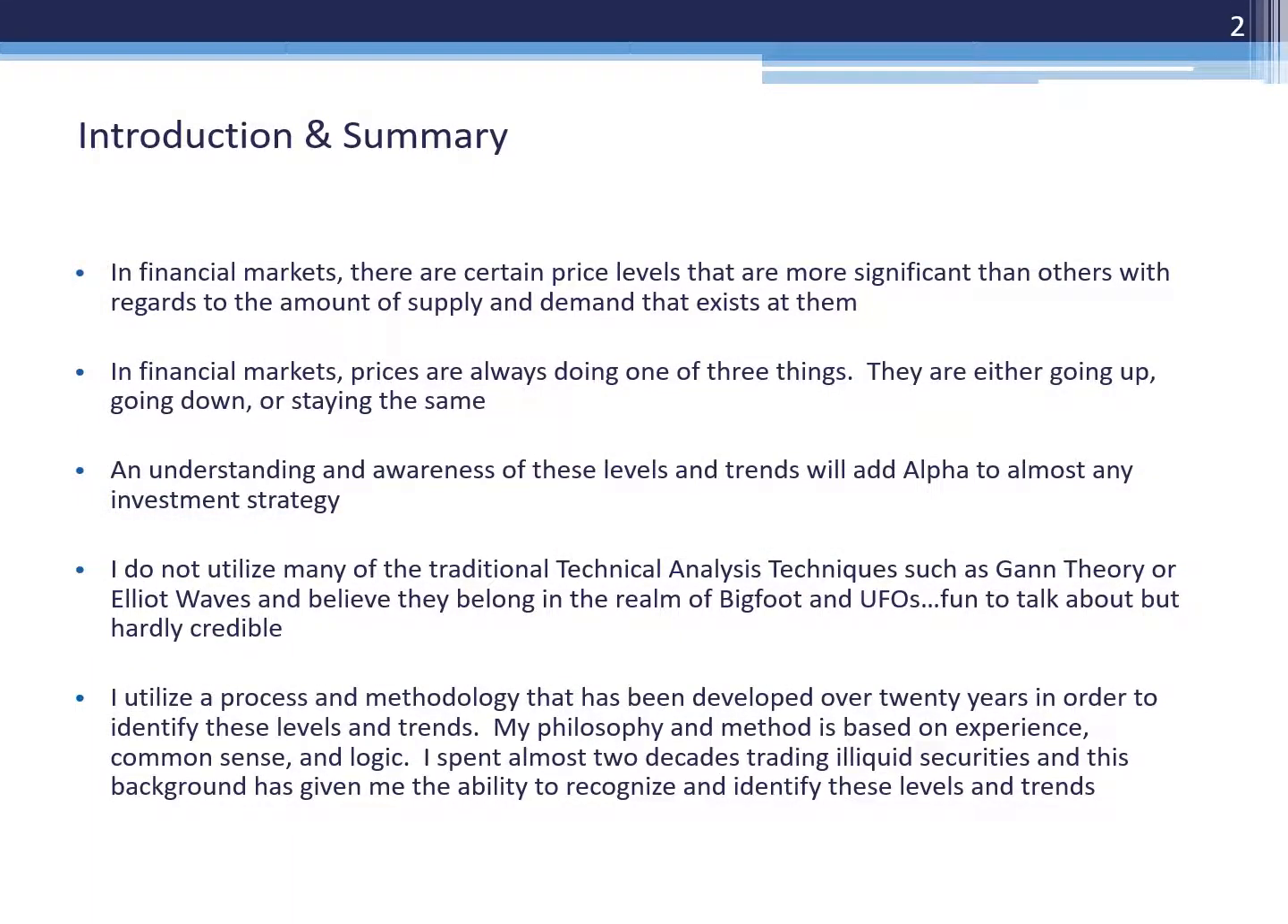All right, so as we all know, in markets, there are certain price levels that are more significant than others with regards to the amount of supply and demand that exists at them. And in markets, prices are always doing one of three things. They're either going up, going down, or staying the same. So this sounds pretty simple, but if you can recognize where these levels are and where these trends are, it's going to help pretty much almost any kind of trading or investment strategy.